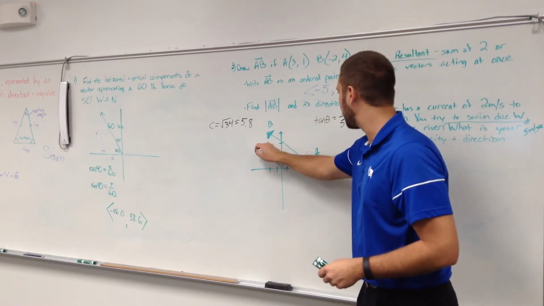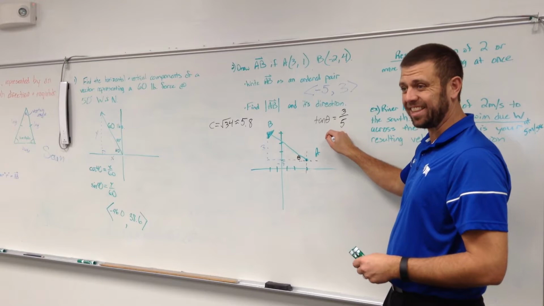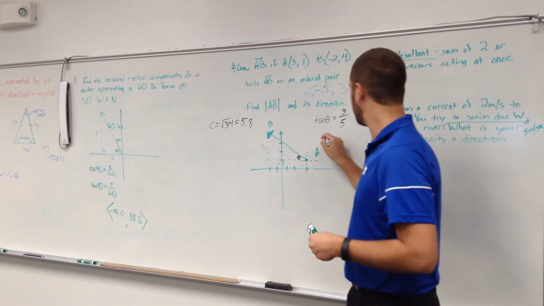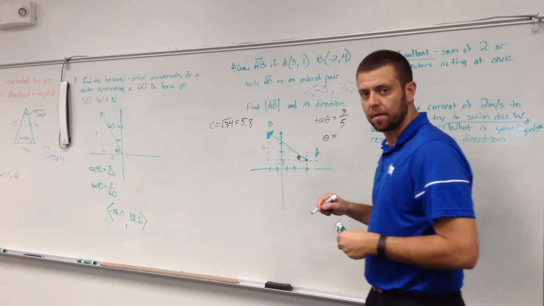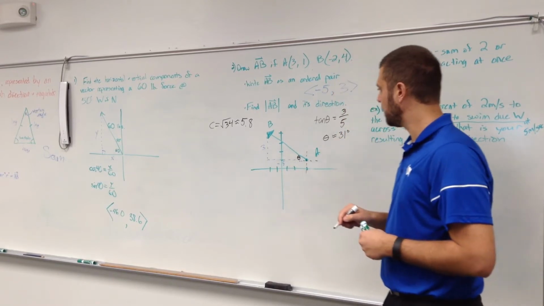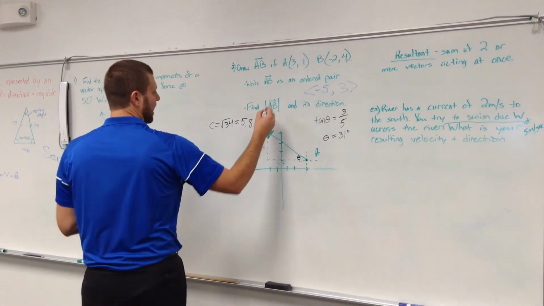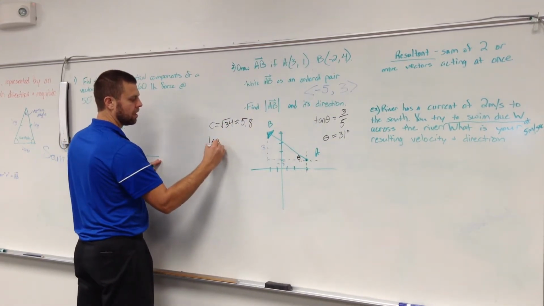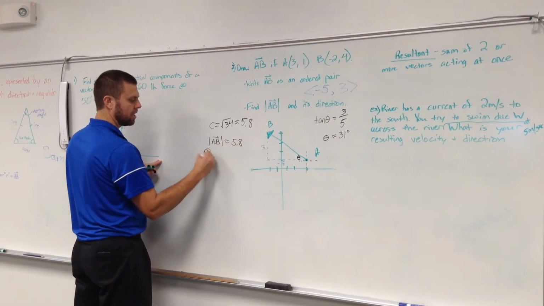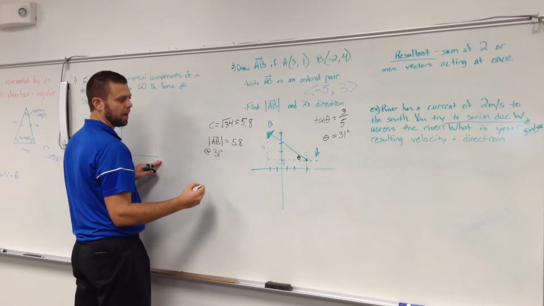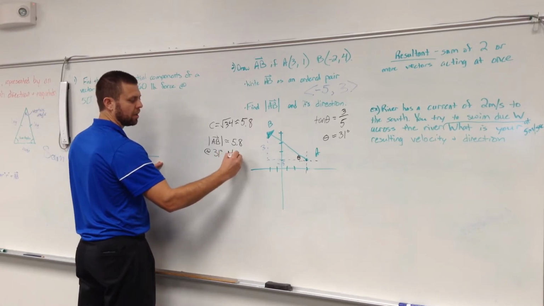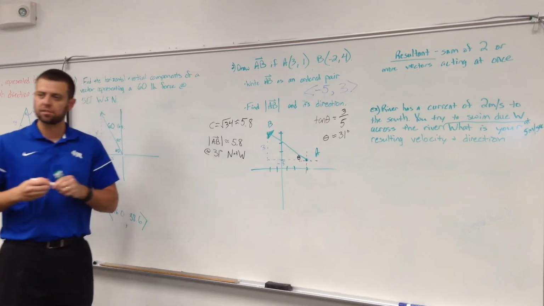So the tangent of theta would equal opposite over adjacent. How do I find theta? Inverse tangent of 3/5. 30.96. So about 31 degrees. Okay? So, find the magnitude of vector AB. That was about 5.8 at 31 degrees what? North of west. Careful about just saying northwest.